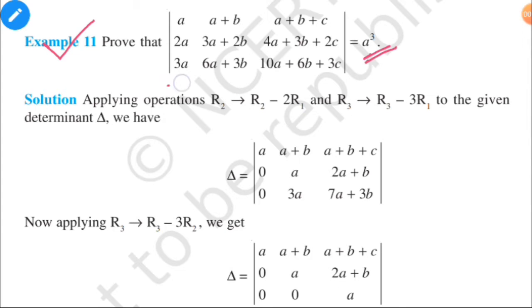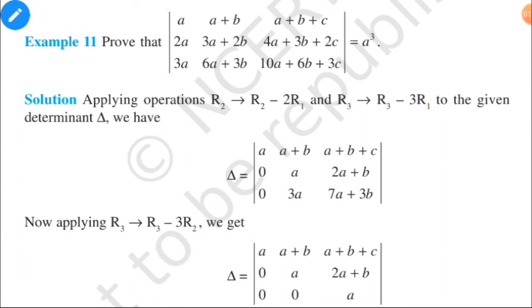Here, in column 1, the first element is a, the second element is 2a and the third element is 3a. By using the first element a, we can change the other two elements 2a and 3a into 0. How? Just use these two operations: R2 changes to R2 minus 2R1 and R3 changes to R3 minus 3R1. The second and third elements will be 0. We can apply these two operations.